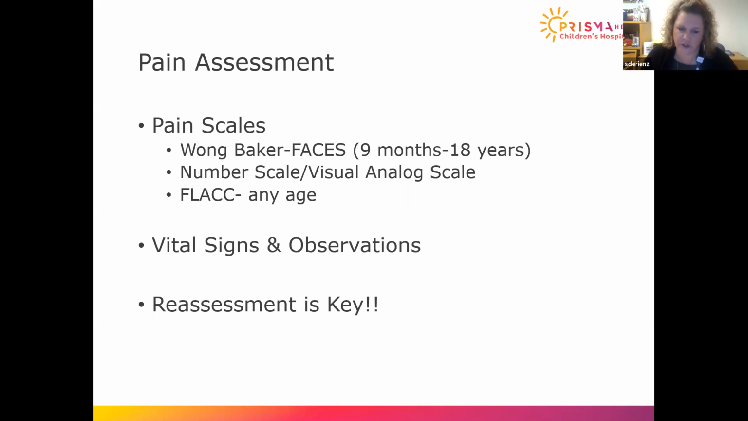Do their vital signs change? Did they ask the important questions to the patient? How did you feel about the last 24 hours? How is your pain control? I know it takes time, and I know sometimes we're all really busy, but I think reassessment is probably one of the most important things about pain management.